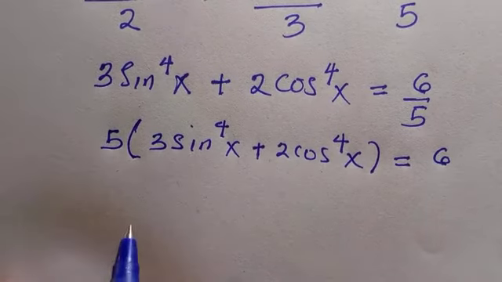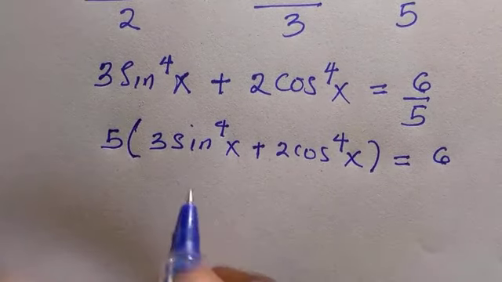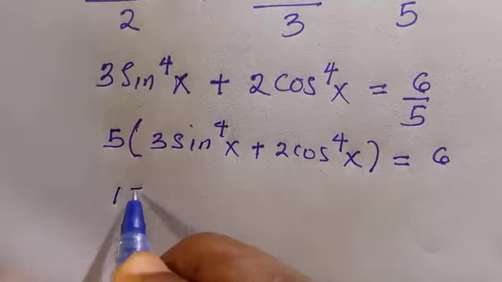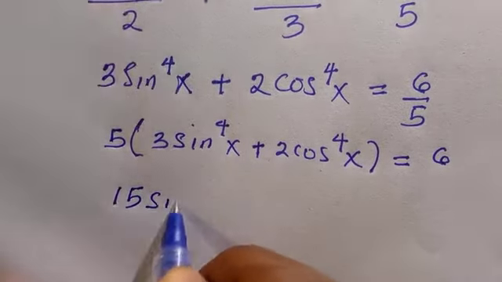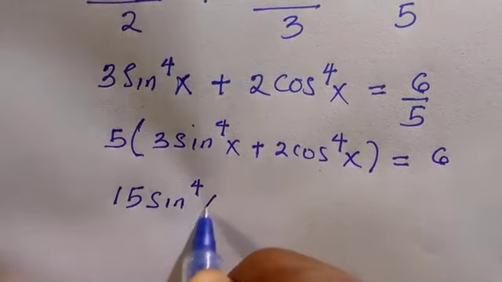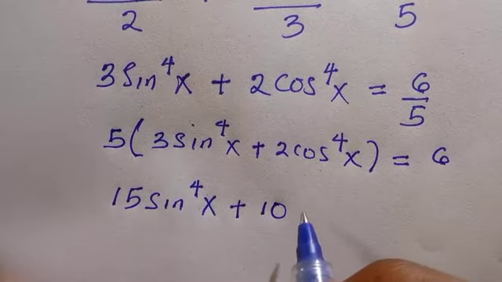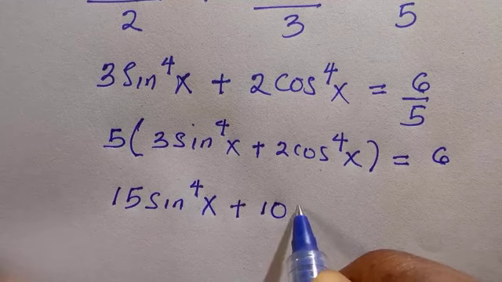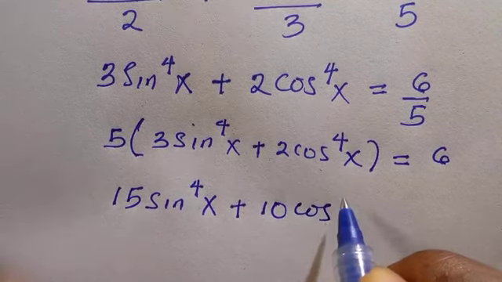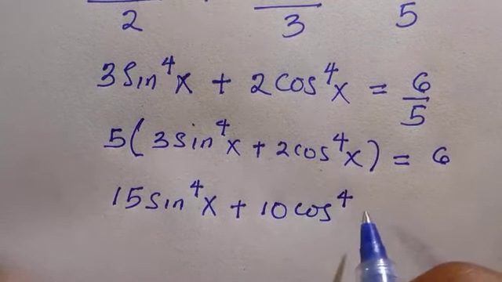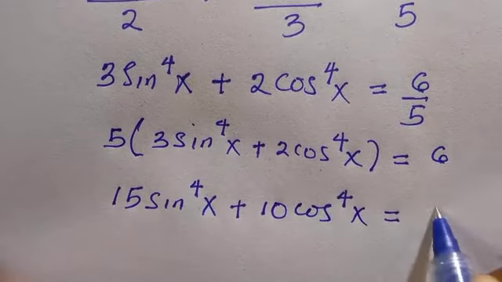And the next thing we're going to do is open the parentheses with 5. I will have this as 15 sine raised to the power 4x plus 10 cos raised to the power 4x equals 6.